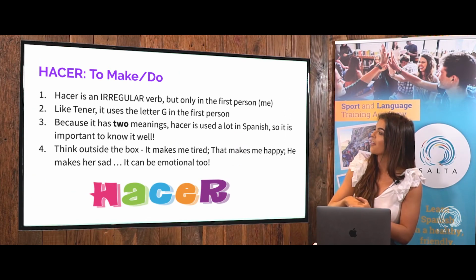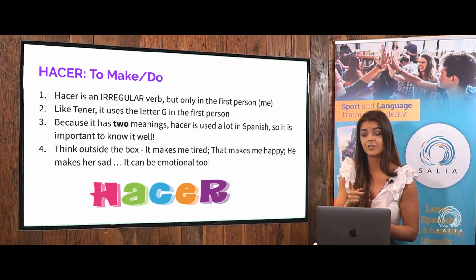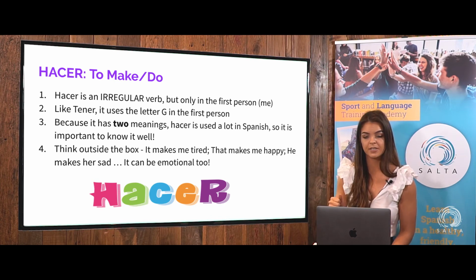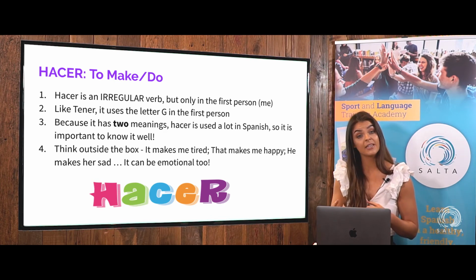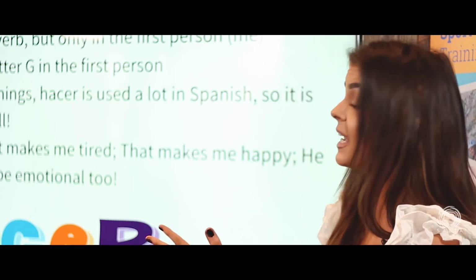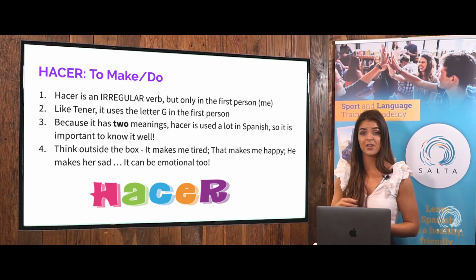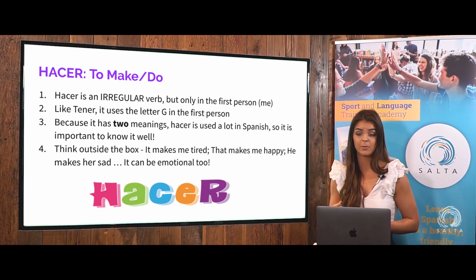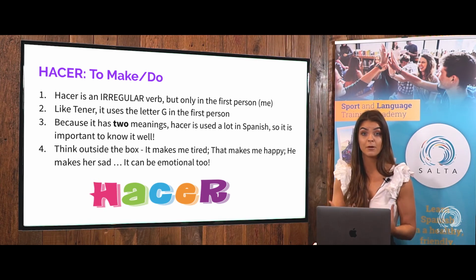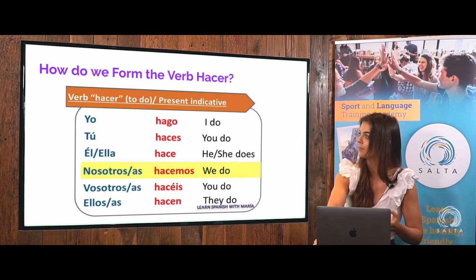Okay, and the last one, hacer, to make or to do. Again, it's an irregular verb, but only actually in the first person. Like tener, it uses the letter G in the first person, but because it has 2 meanings, hacer is used so much in Spanish. Remember, it's to make and to do. But you need to think a little bit outside the box. Think about in English, we say things like it makes me tired, that makes me bored, it makes me happy, he makes her sad. Hacer can be a very emotional verb as well. It doesn't have to just be physically making or doing something.